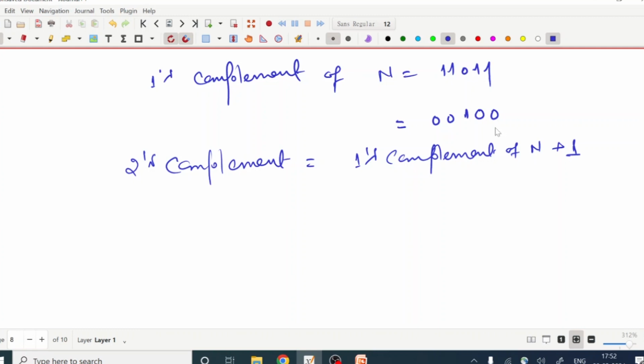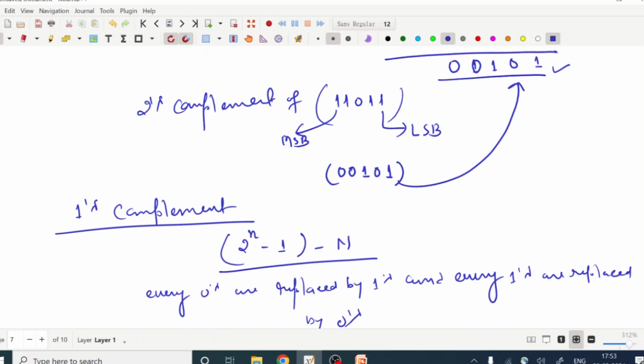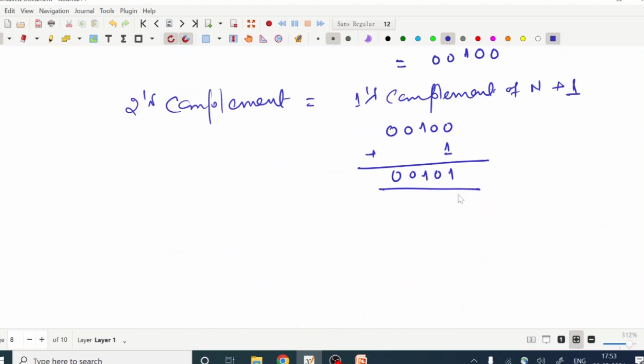So here, what is the 1's complement of n? We obtained it here: 00100, and then we add 1 at the least significant bit. This gives 00101. This is nothing but the 2's complement of the number. So these are the procedures to compute the 2's complement and 1's complement of any number.